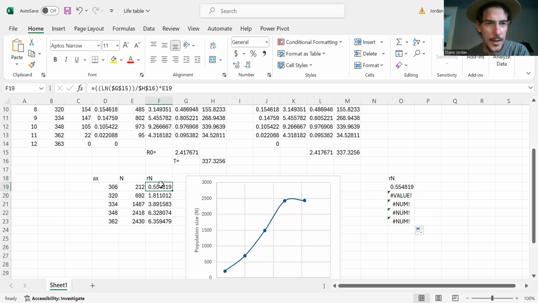I'll just show you here. What we can see is that at each age class, the rate of population growth is sort of increasing and increasing in an exponential way until it finally levels off at the end.